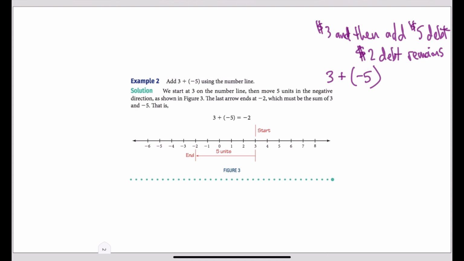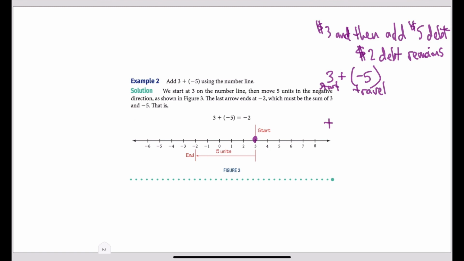So let's add 3 and negative 5. Here's what we do. We read from left to right, so we're going to start our addition from left to right. So we start at 3. This is our start. And then we travel this many units to get to some end point, which is the simplified version. Now, which direction do we travel? Do we travel toward the positive side of the number line or the negative side of the number line?